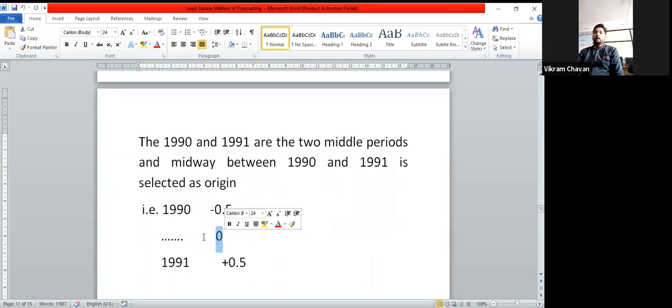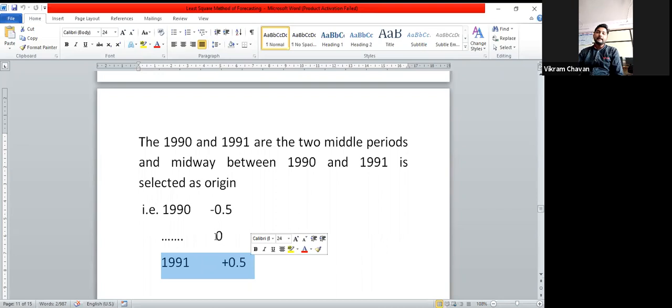Now, a positive half deviation we have to provide for the 1991 year, because it is the preceding year or preceding period from the origin.